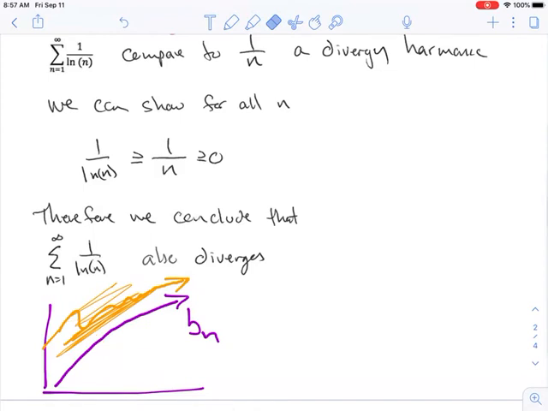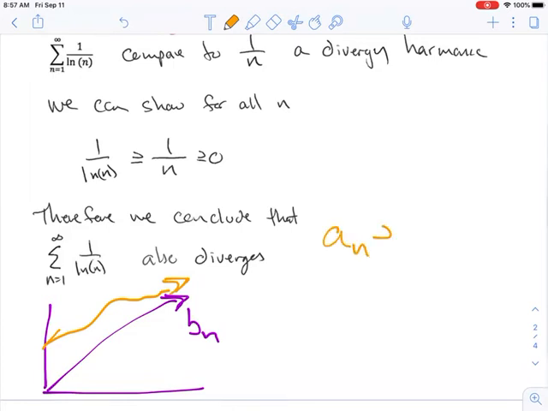And that's the key here, is you have to show that a sub n is always going to be above b sub n. In other words, a sub n has to be greater than b sub n. And so we do that. We can do that the same way that we did before.